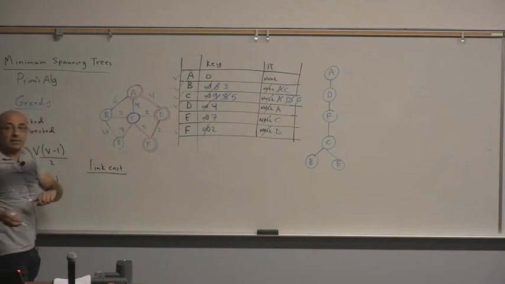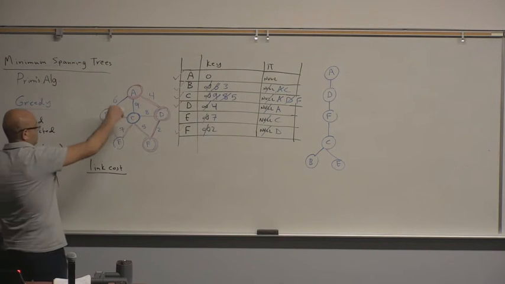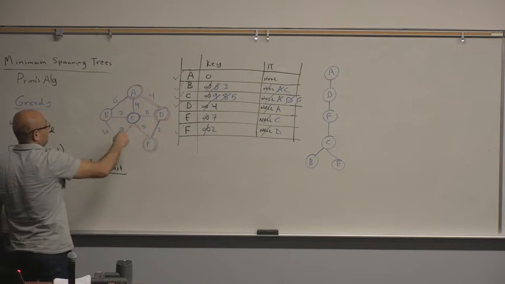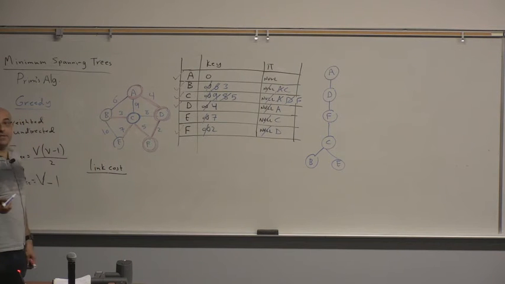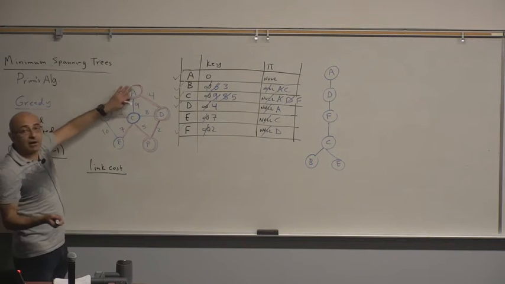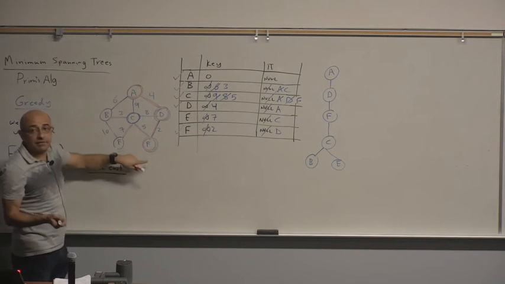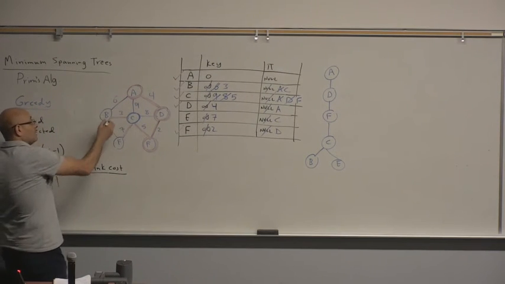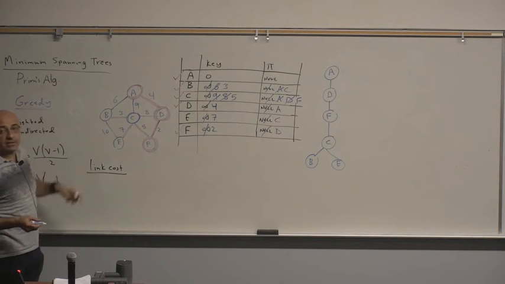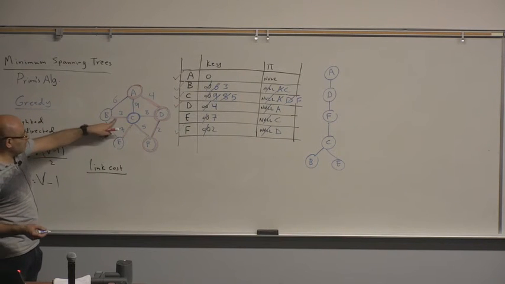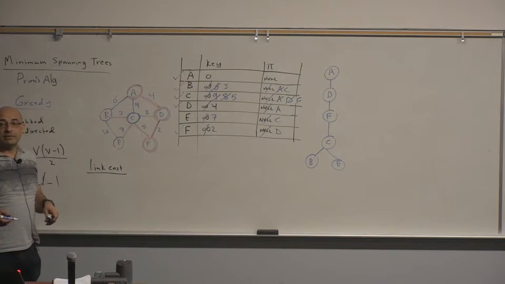When we were at C, the neighbors of C are A, D, F, E. Well, everyone is a neighbor of C. All vertices are neighbors of C. So we skip the neighbors that are connected. So we skip A, D, and F. And we look at the neighbors that are not connected. So we look at B and E. So we update B to 3 and E to 7. Okay?